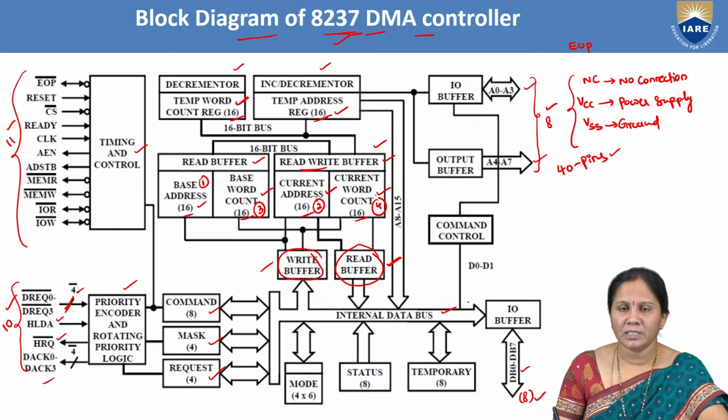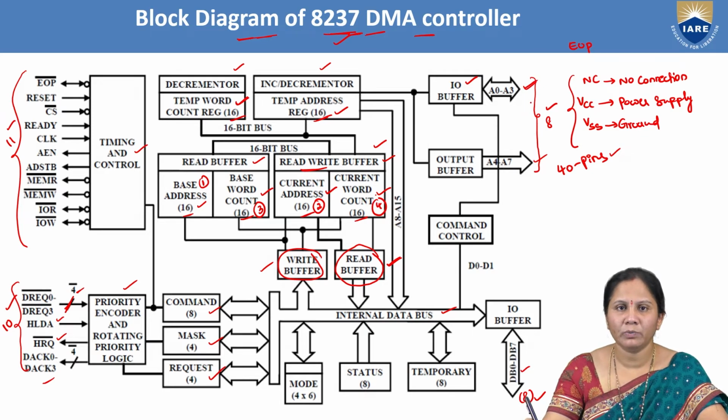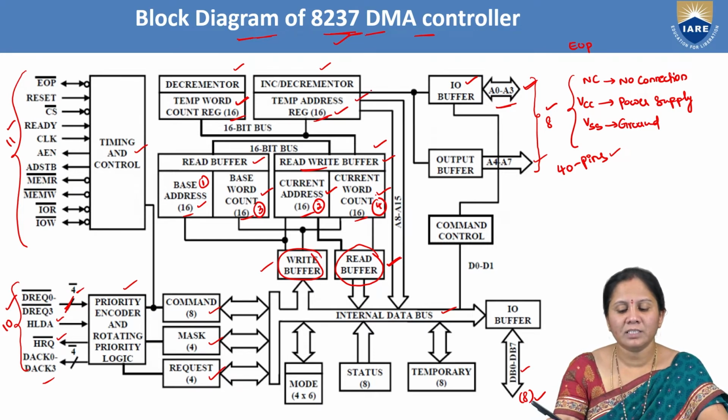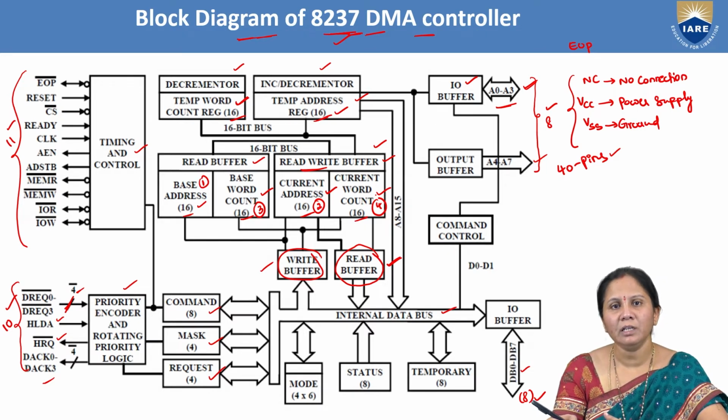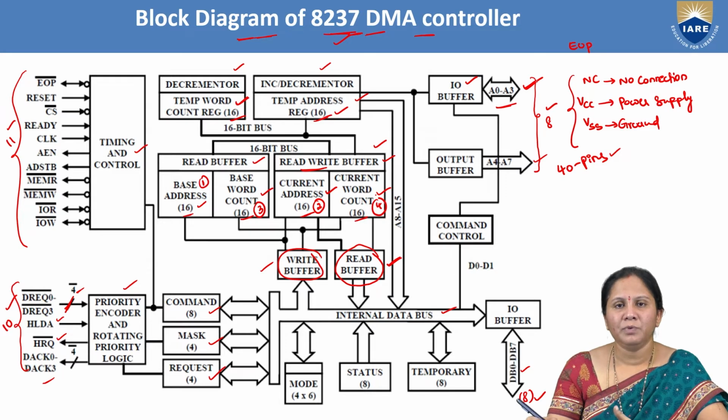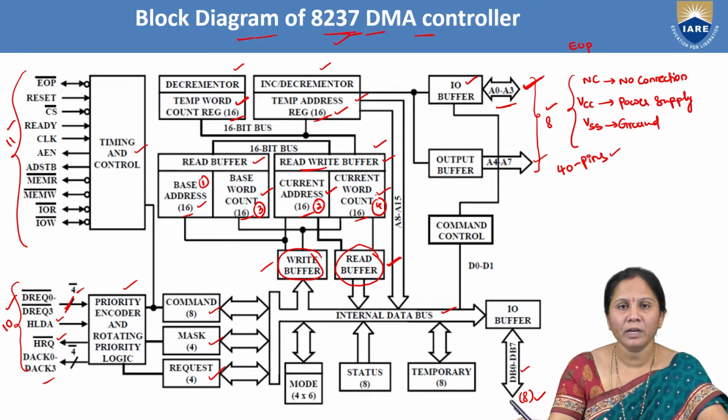And this is the internal bus. So to this IO buffer, the lower order address lines A0 to A3 will be connected. By using these A0 to A3 address lines only, the address register or count register will be selected, because in each channel we will be having one address register and one counter register. So based on these lower order address lines only, which channel's address register and which channel's count register should be selected will be decided.